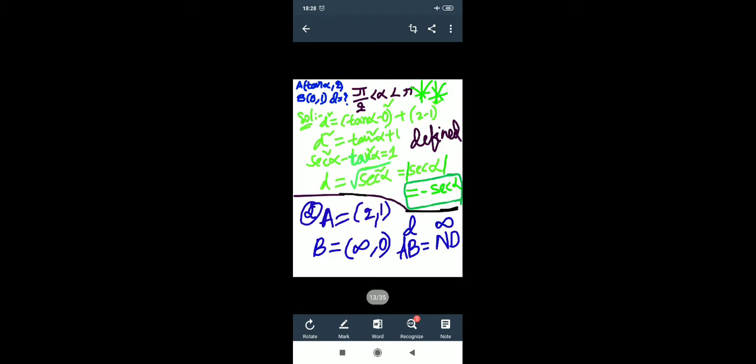Now go for the fourth question. A coordinates are (2, 1) and B coordinates are (infinity, 0). The coordinate infinity is not defined, so the distance is also not defined. Okay, so it's not possible to express.